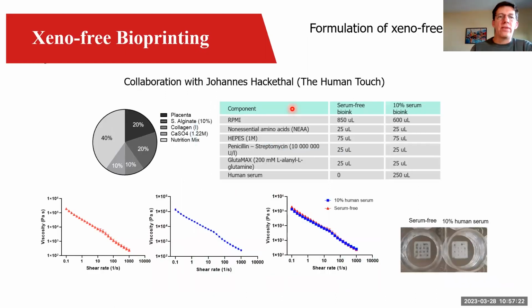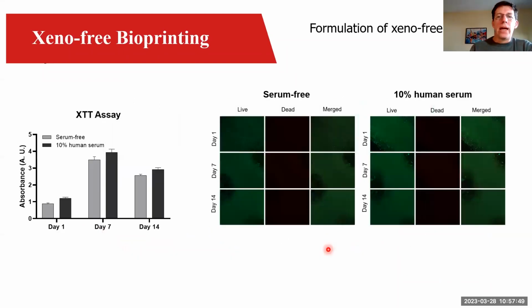And finally, we optimized our bioink. We have a collaboration with Johannes Hackethal from Human Touch, and we used placenta in our bioink instead of Matrigel. And Ahmed designed a xeno-free bioink, and first of all, he demonstrated nice printability. So here he has printed some of these grid structures, so it's nicely printable. And he also measured the cell viability and metabolic activity and found good metabolic activity in the XTT assay and a high cell viability in these xeno-free bioprinted constructs.